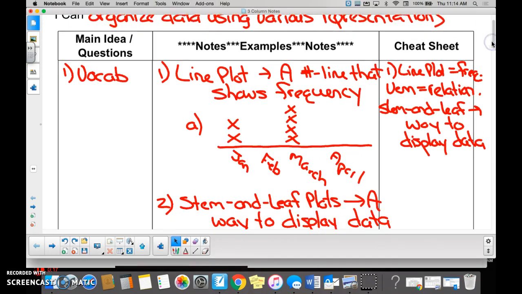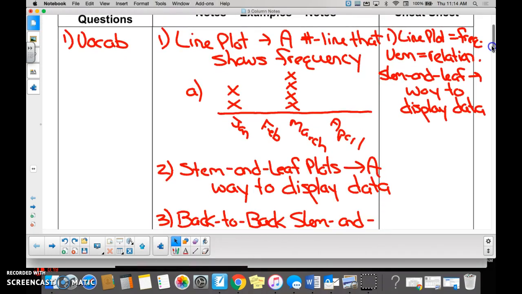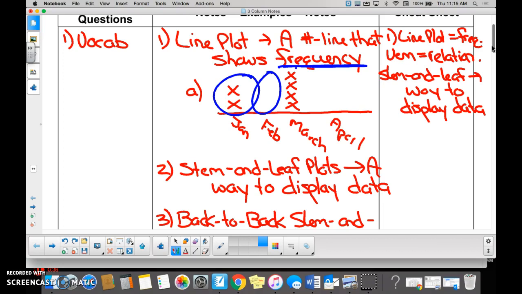The only one we're going to focus on in vocab, because the rest of them we actually do, is a line plot. A line plot shows frequency, how much something is happening. So we just did a quick example of birthdays. We used just January, February, March, April. How many of our students were born in January? 2. How many were born in February? 0. How many were born in March? 4.